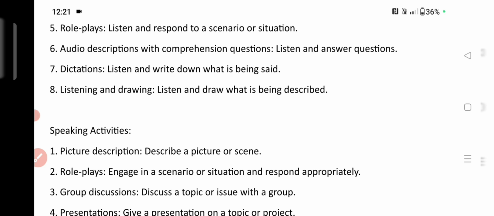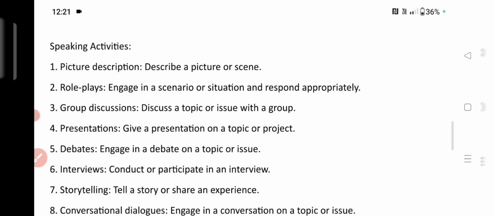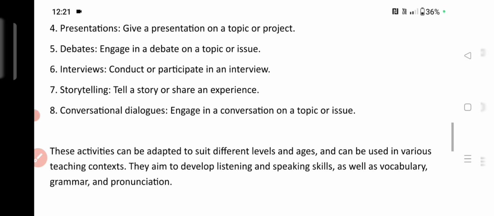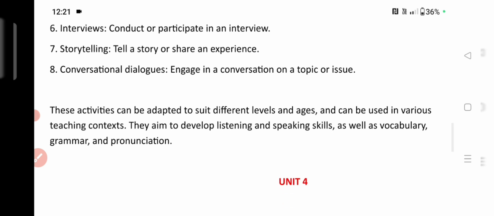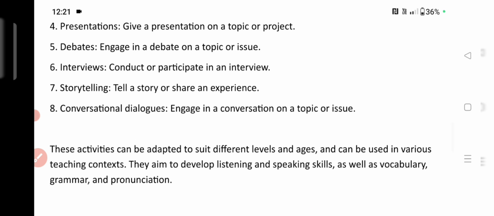That means here the listening skill will be developed, listening and drawing. So speaking activities like picture description, role play and group discussion, presentation, debate, interview, storytelling and conversation dialogues. So these activities can be adapted to suit different levels and ages, and can be used in various teaching contexts. They aim to develop listening and speaking skills as well as vocabulary, grammar and pronunciation.